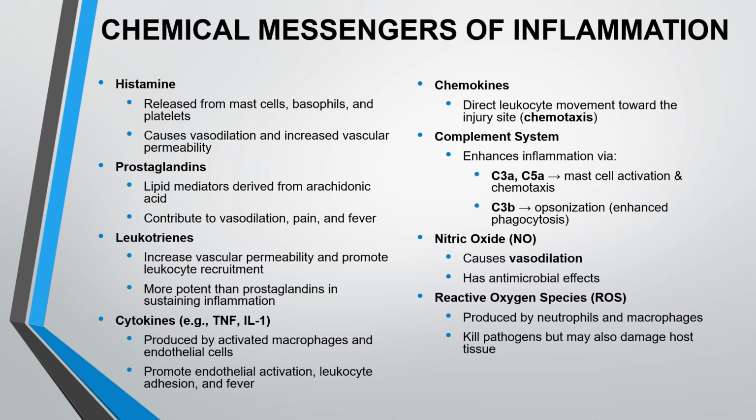Then we have the complement system. This is part of the innate immunity and works like an amplifier for inflammation. Key components to remember here are C3a and C5a. These trigger mast cell activation and promote chemotaxis. We have C3b, which acts as an opsonin. It makes pathogens easier for neutrophils and macrophages to eat. So C3b is a better bite for phagocytes.